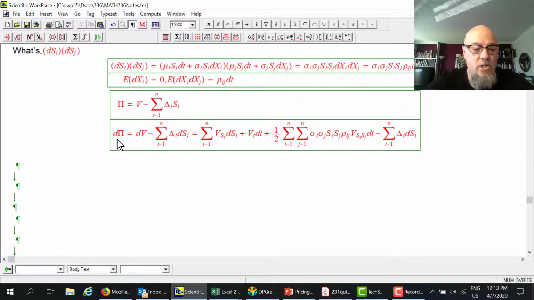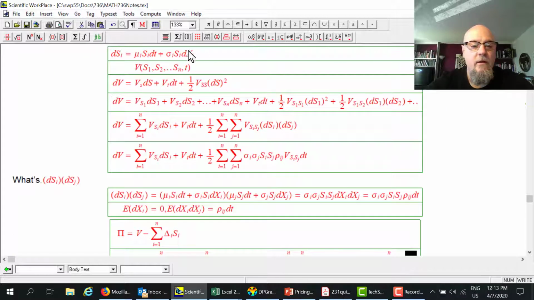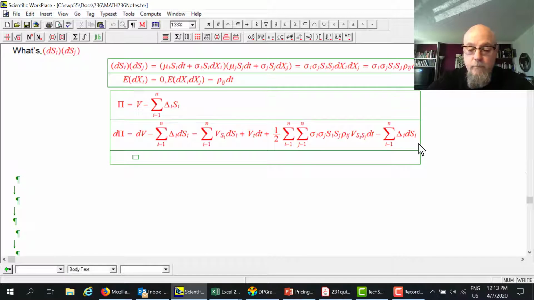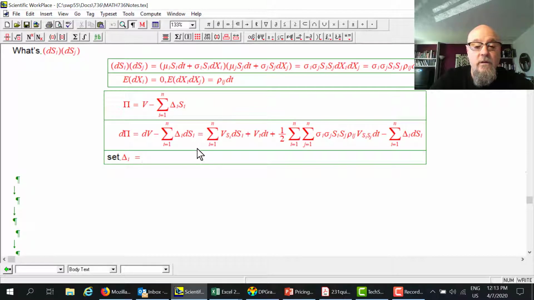Okay, so now I've got the change in the portfolio is equal to this piece here. Where's the randomness? There's randomness still in the dS sub i. There's randomness in each dS sub i. There's randomness here and there's randomness here. You know where we're going with this. We set the deltas, and now there's n of them, equal to the derivatives, and then this piece will cancel this piece.